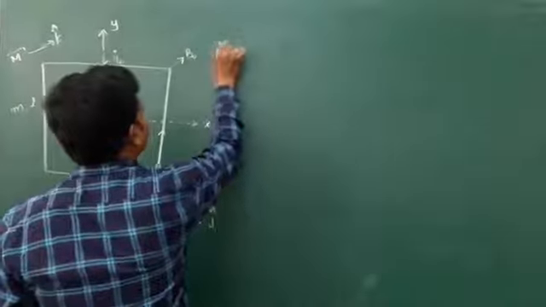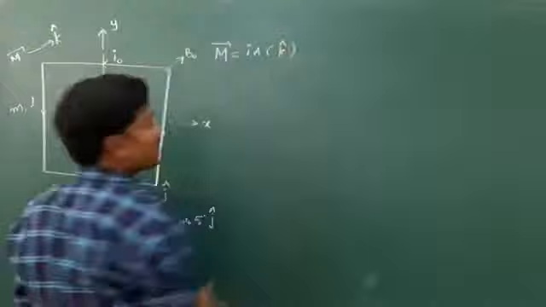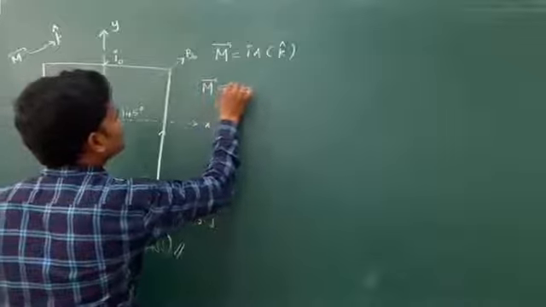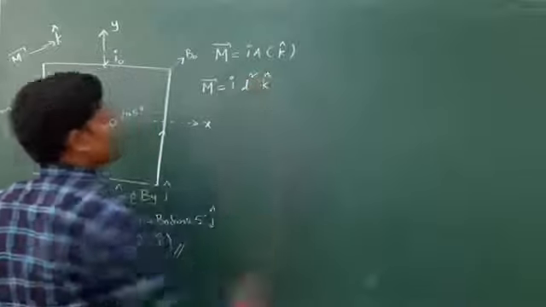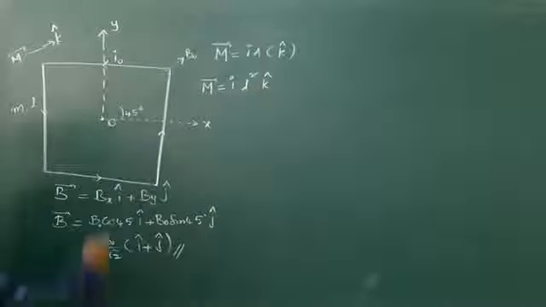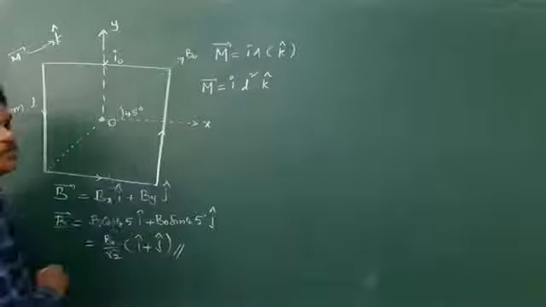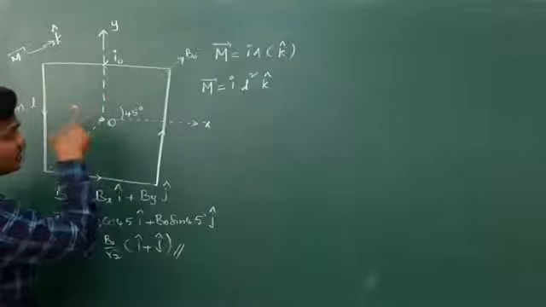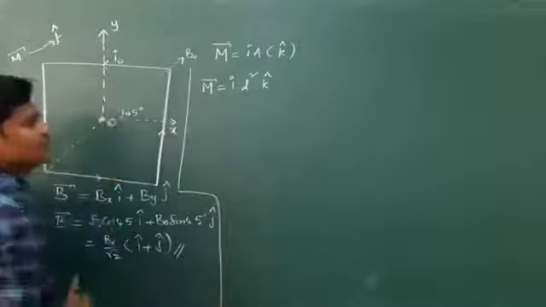And magnetic dipole moment is nothing but I into A, and direction is clear k cap because the loop is in xy plane. So m bar is equivalent to I0 L square k cap. So I got magnetic dipole moment, but they are asking torque about this point. Due to that torque, this coil rotates. Okay, due to this torque acting at O, the coil sets into rotation.